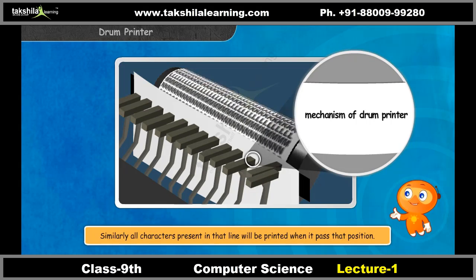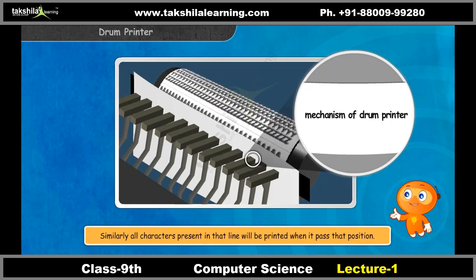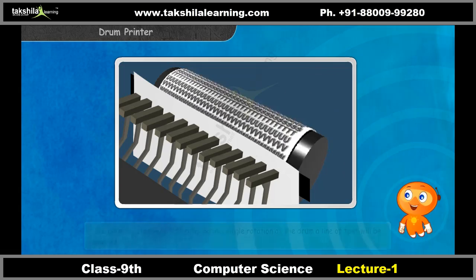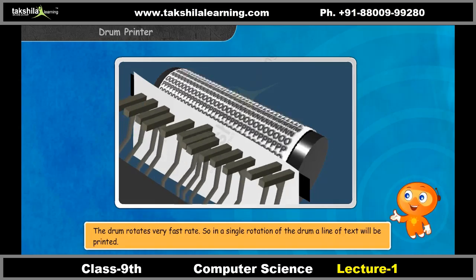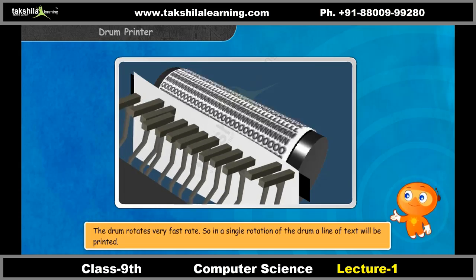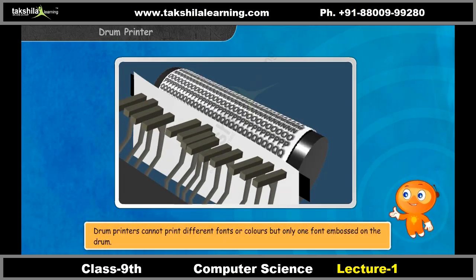Similarly, all characters present in that line will be printed when they pass that position. The drum rotates very fast, so in a single rotation of the drum, a line of text will be printed. Drum printers cannot print different fonts or colors, but only one font embossed on the drum.